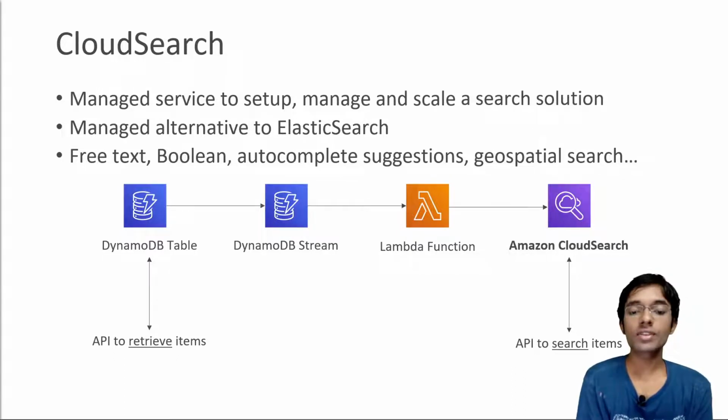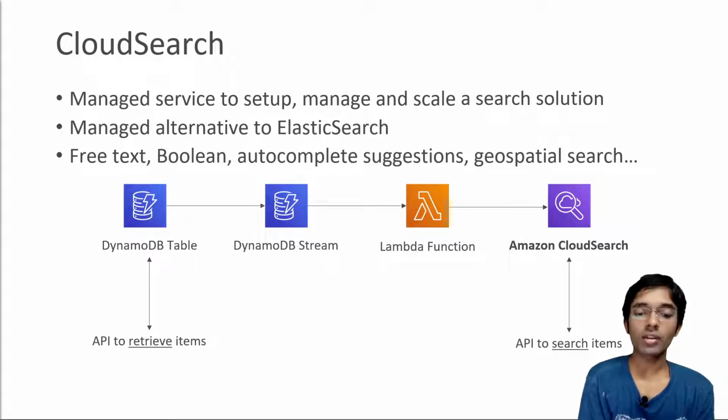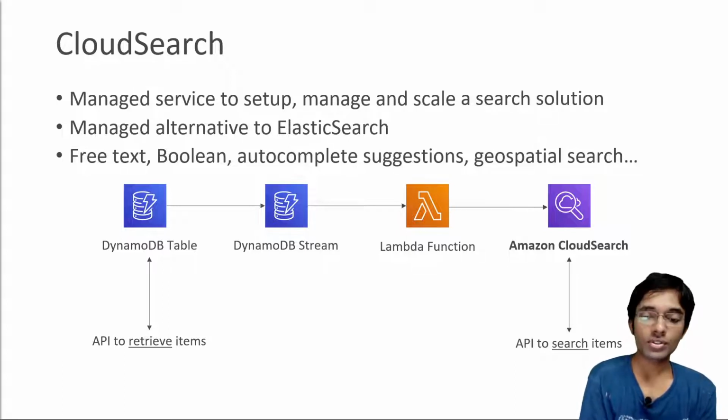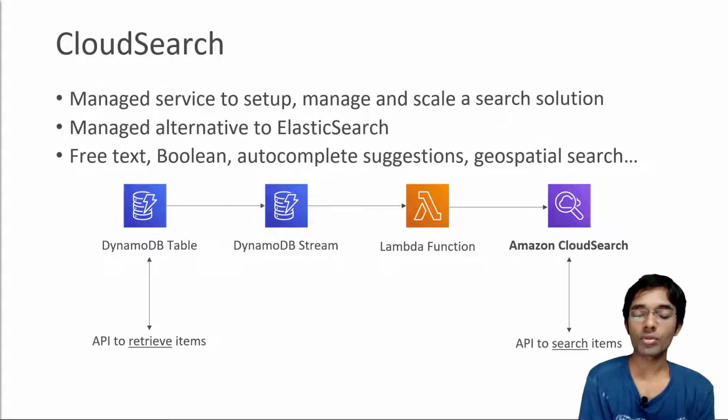The architecture is extremely similar to Elasticsearch. You have your DynamoDB table, and then you go into a DynamoDB stream, and a Lambda function will retrieve the data from the DynamoDB stream and insert and index the data into Amazon CloudSearch. The benefit of doing this is that from CloudSearch, we can create an API to search for the items that we want, and then once we have received the IDs of these items, we can directly query DynamoDB to retrieve these items. So that's basically it.